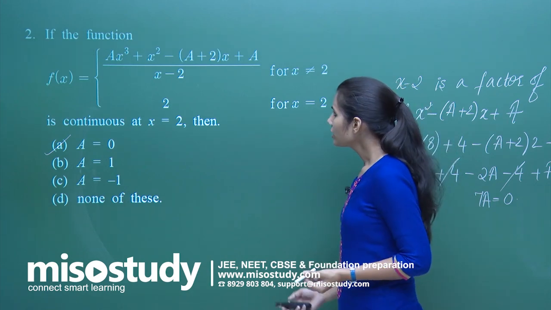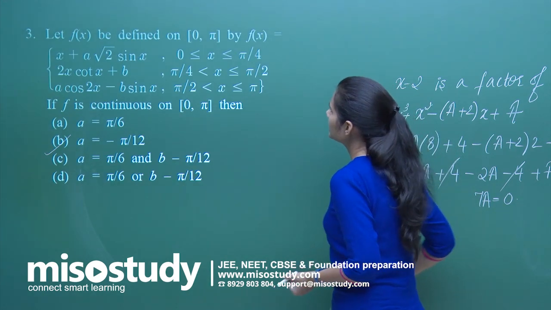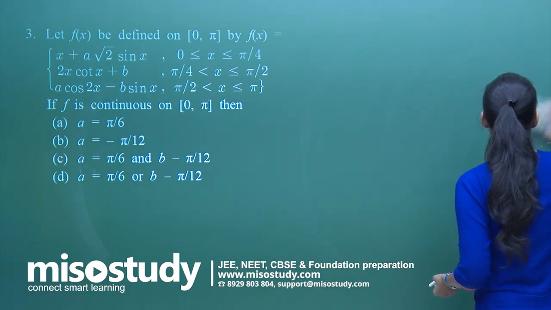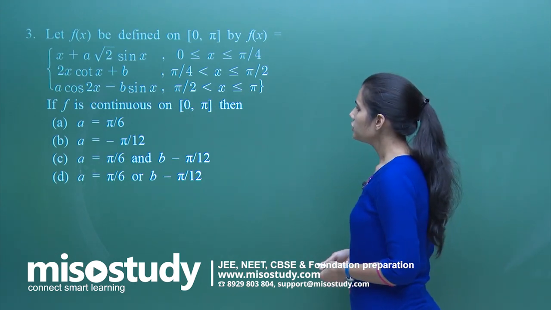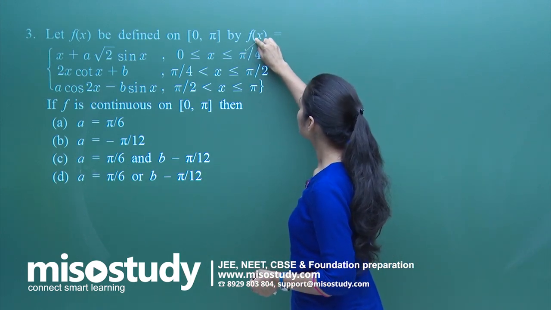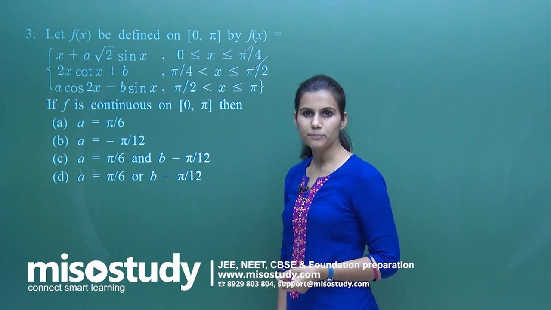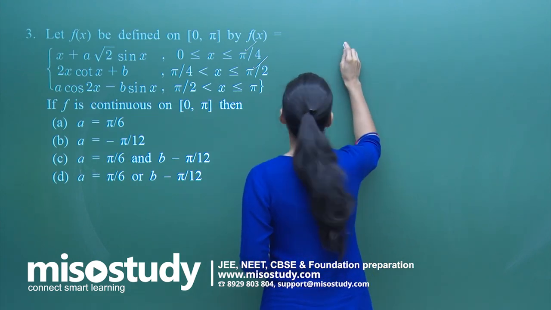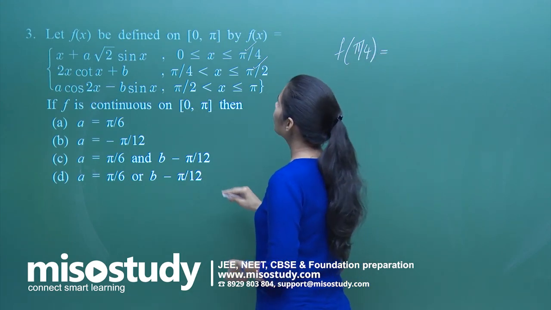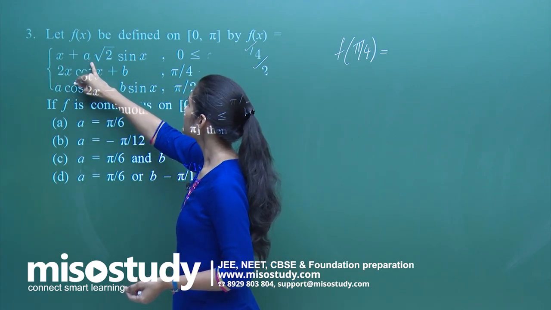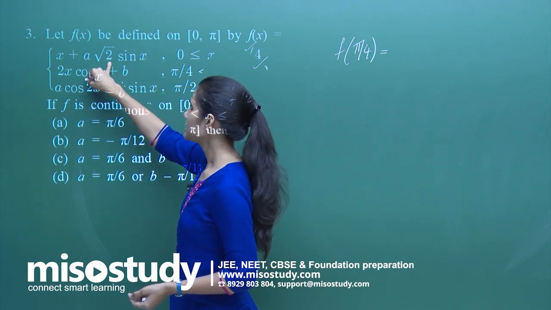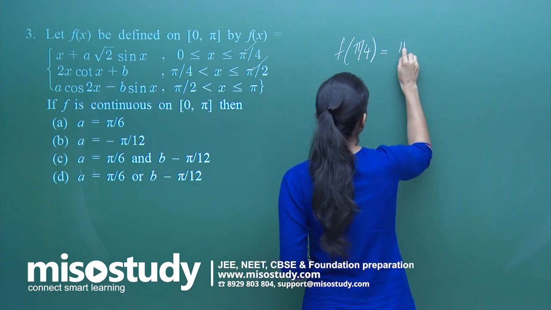Fine? Looking at the next question, we have f of x defined on 0 to pi by this particular branch function definition. If f is continuous on 0 to pi, then what is the value of a and b? Obviously, we are to check the function's behavior at these breaking points, which are pi by 4 and pi by 2. If I talk about f of pi by 4, f of pi by 4 is actually equal to pi by 4 plus a into root 2 into sine of pi by 4. Sine pi by 4 is 1 by root 2. Root 2, root 2 cancels. You are left with pi by 4 plus a.